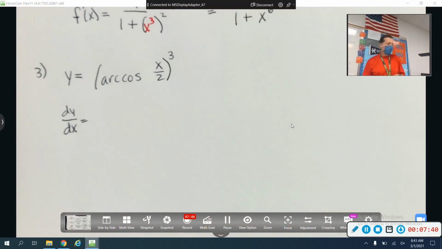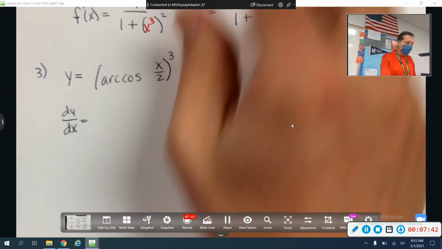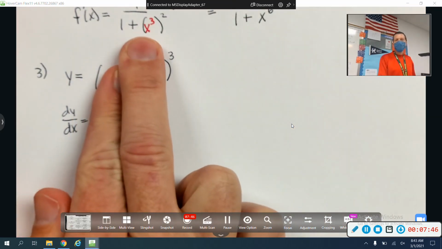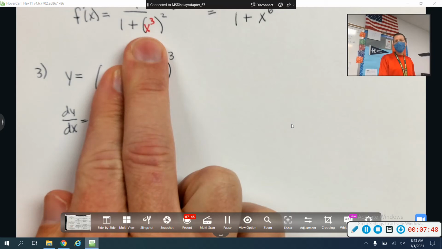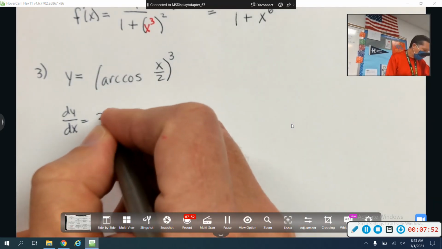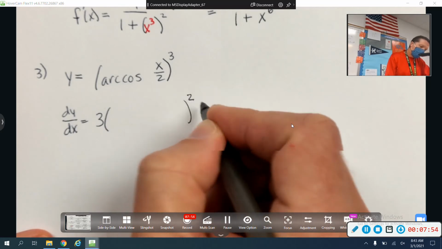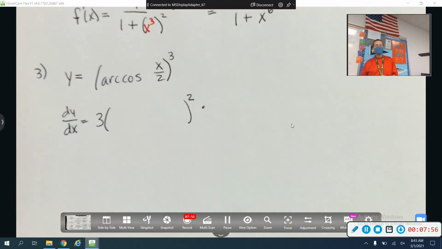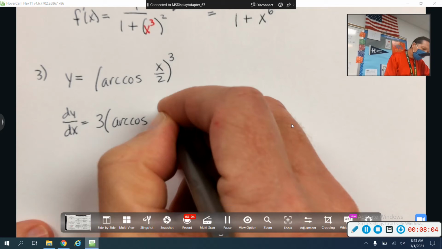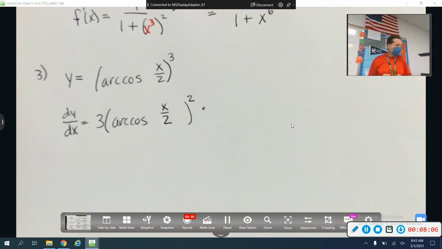So what's the first rule we're going to apply? The power rule. So 3 times whatever that is squared, and then we'll start the chain rule thing. So 3 times all that squared. All right, that's how I'm thinking about it. I need to fill in the blanks here, but that's the power rule. 3 times arc cosine of x over 2 squared.